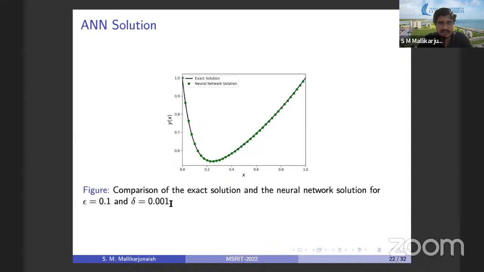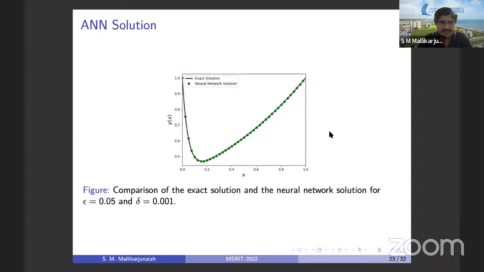And that's for 0.1, delta 10 to the minus 3. You see both the exact solution, which is the dark black line, and our solution obtained from our neural network architecture, which are these green dots. Okay, and we could compare the error and other things.